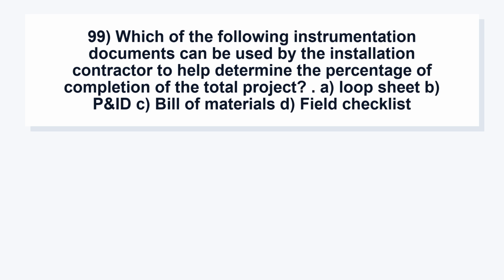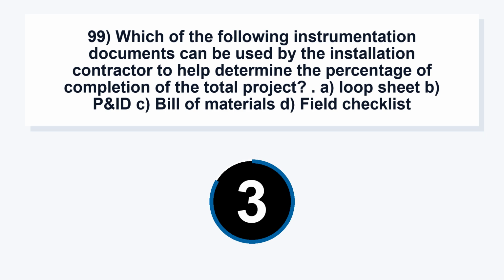99. Which of the following instrumentation documents can be used by the installation contractor to help determine the percentage of completion of the total project? A. Loop sheet. B. PNID. C. Bill of materials. D. Field checklist. D. Field checklist.